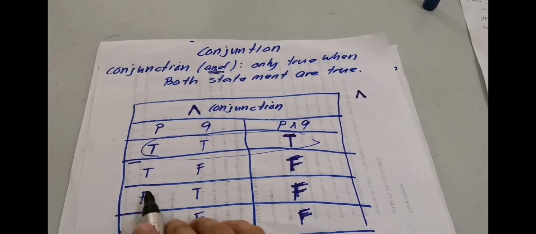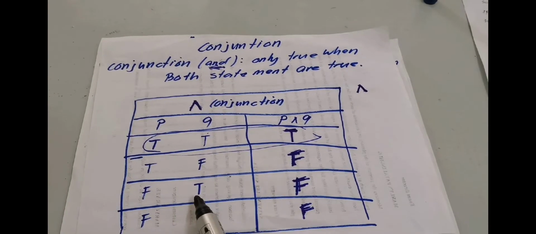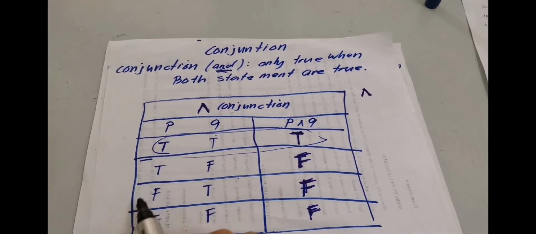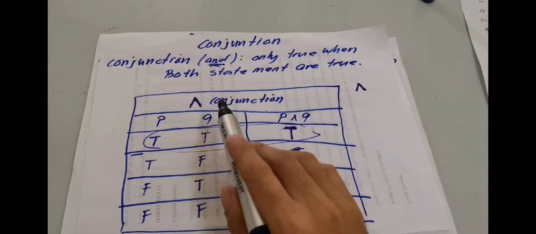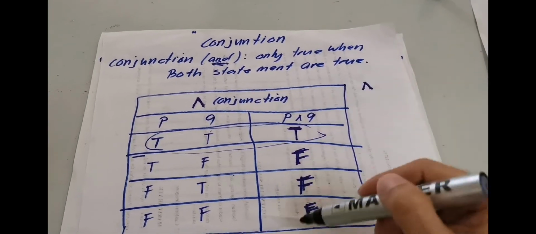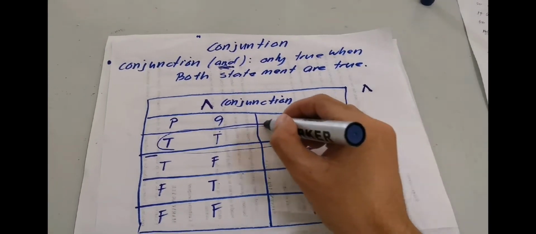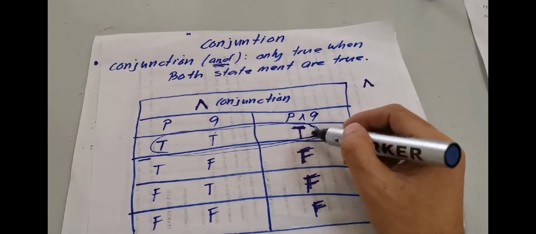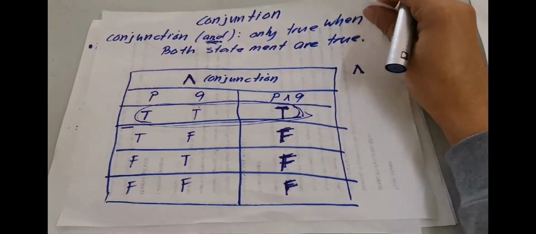And also, the third column is statement P is false, statement Q is true. Therefore, the statement P and Q is false. And the last is the statement P is false and the statement Q is false. Therefore, the statement P and Q is false. So, kani siyang conjunction ari siya nag-focus sa false sa true muna siya nga ang paggamit sa conjunction sa truth table.